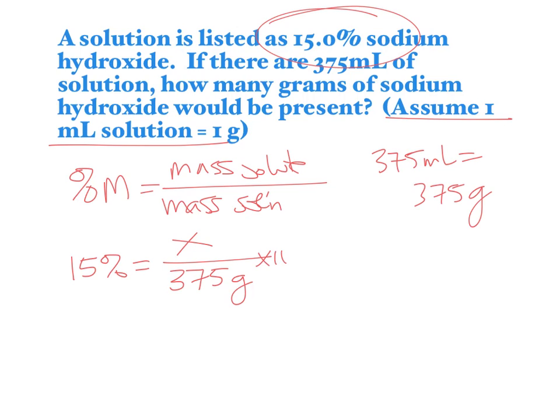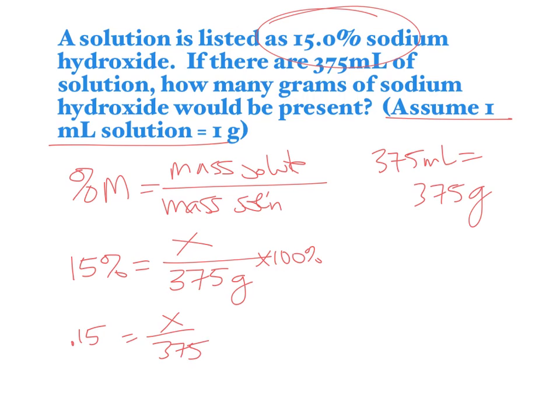So, times 100 to make it in percent. So 0.15 is going to equal X over 375. All I did here, math-wise, was to divide both sides by the 100 to get this guy out of here and move it over to the other side. So that piece right there, I just divided it over to here to move it into that.